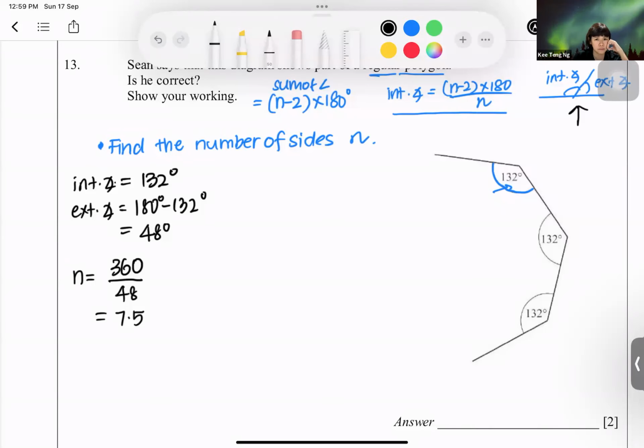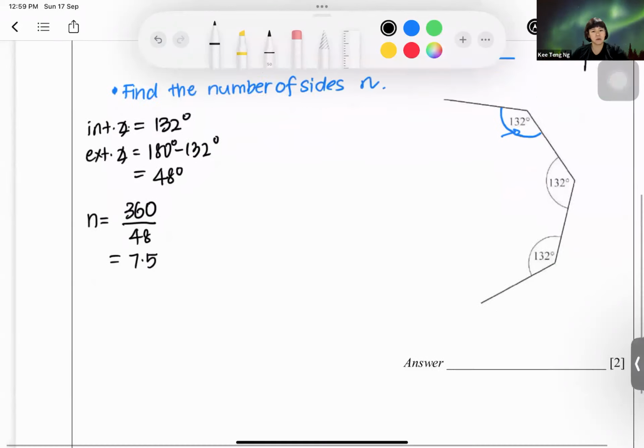7.5. Can n be really 7.5? Can you draw a polygon that is actually 7.5 sides? Cannot, right? If you want to find the count of number of sides, you count 1, 2, 3, 4, 5, 6, 7, 8, right? You don't count 1, 2, 3, 4, 5, 7, then 7.5, right?